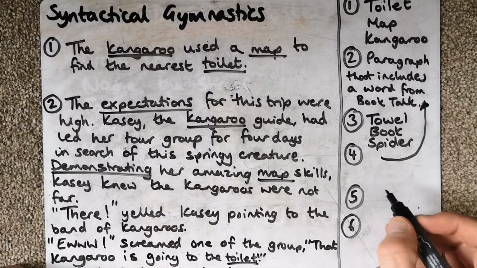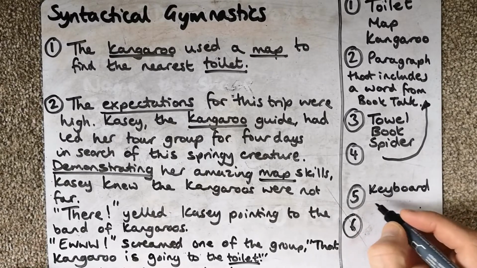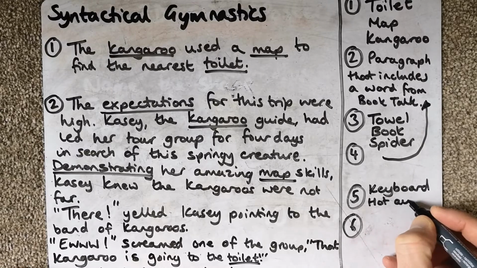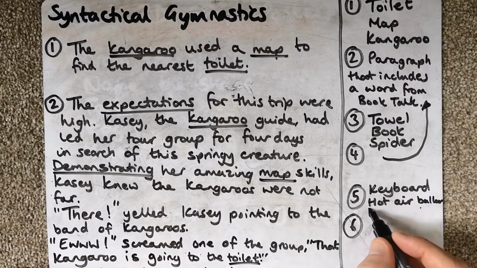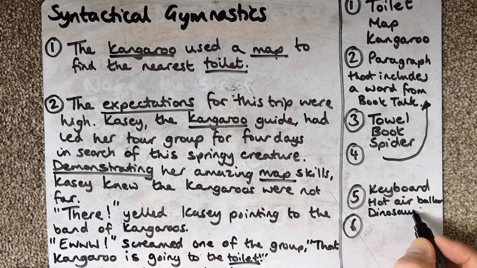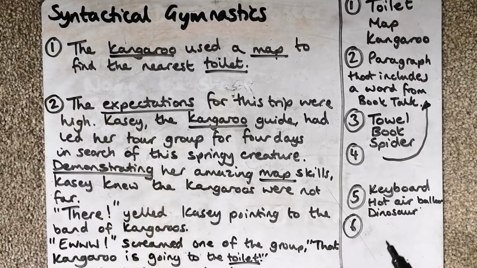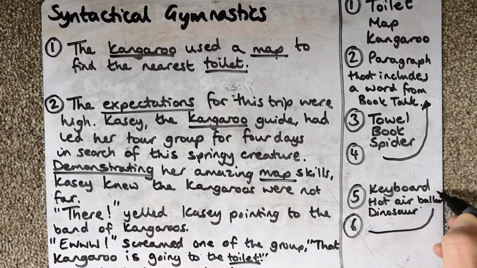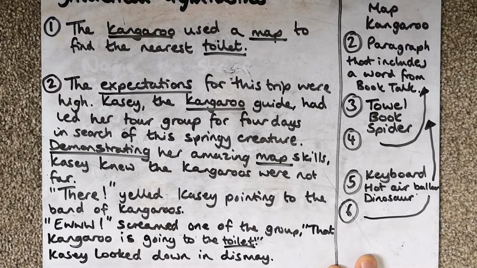Sentence 5, your 3 words are keyboard, hot air balloon, and dinosaur. So that's sentence 5 is like sentence 1, and then sentence number 6 is like number 2 again. A little bit longer, including some words. So syntactical gymnastics today. Be creative, be imaginative. I'm really looking forward to reading some of these in the future.